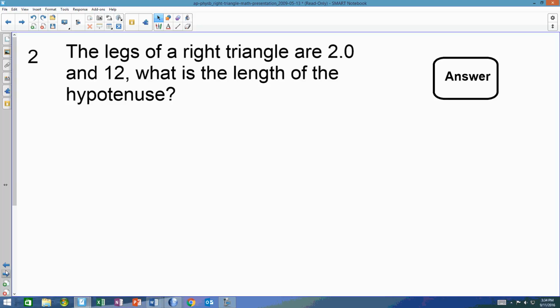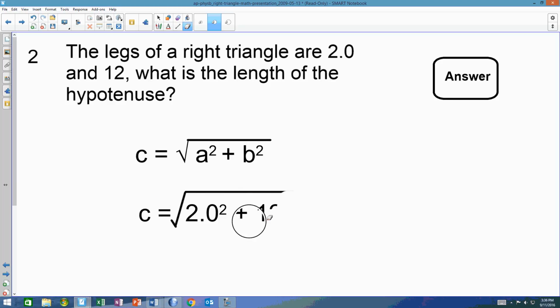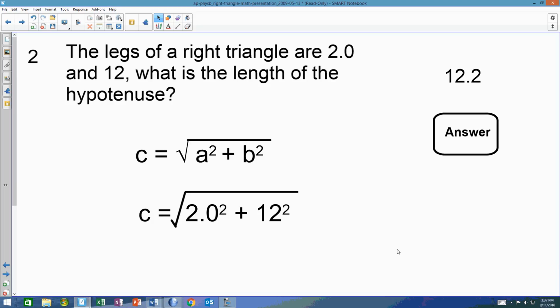Okay, the legs of a right triangle are 2.0 and 12. What is the length of the hypotenuse? Go ahead and pause the video now. Okay, so let's go ahead and take a look at the solution. We know the legs of the triangle are 12 and 2. So we're going to use our formula again: the hypotenuse is equal to the square root of a squared plus b squared. If we substitute in our numbers, we end up with the square root of 2.0 squared plus 12 squared. So your answer is 12.2.